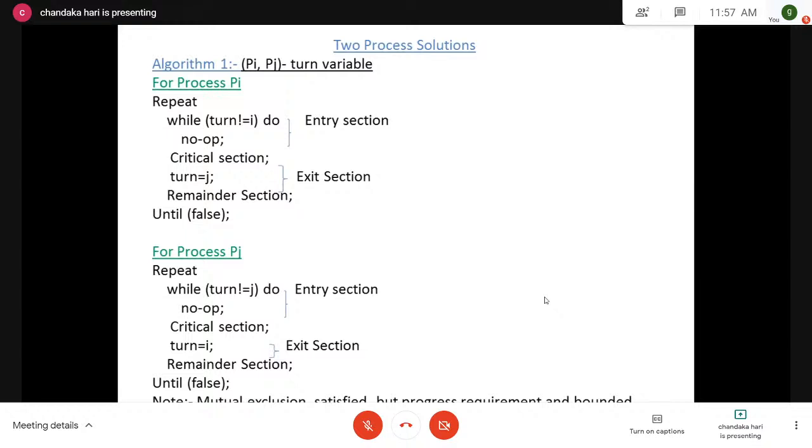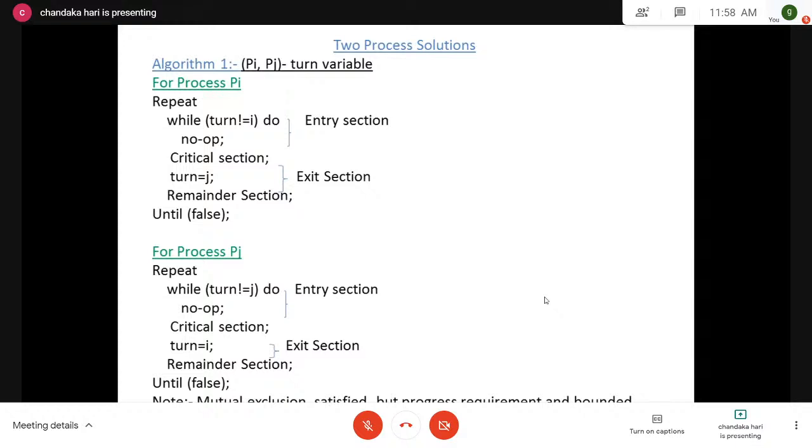Now, the algorithm for process Pi has been written like this. First of all, while turn is not equal to i, that means turn is j, at that time the process Pj is already in the critical section. If turn is not equal to i, sorry, you are not allowed to do any operation. So you are going to be stuck in this while loop, simply waiting for your turn value to become i. Until then you have to wait.